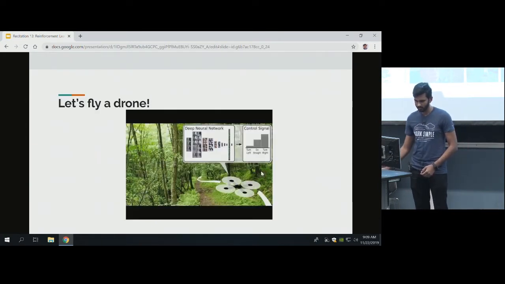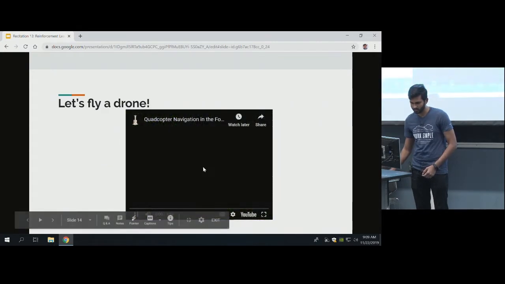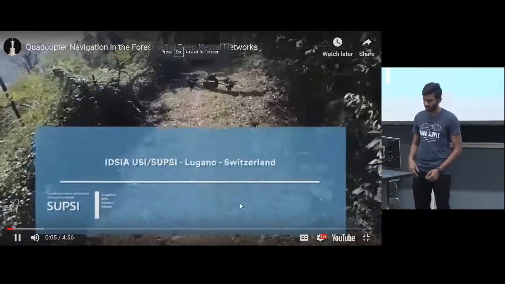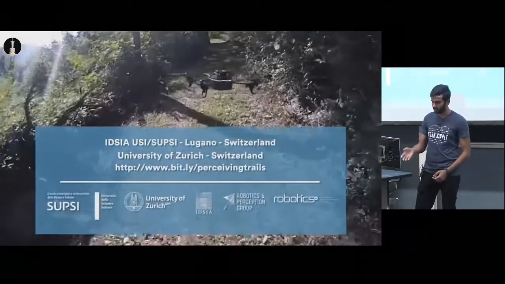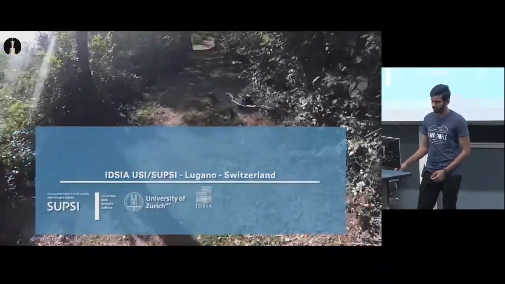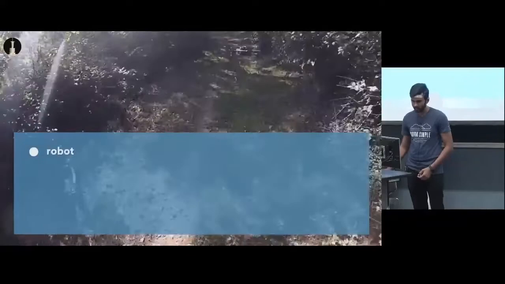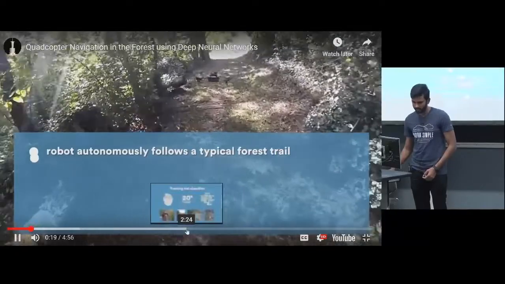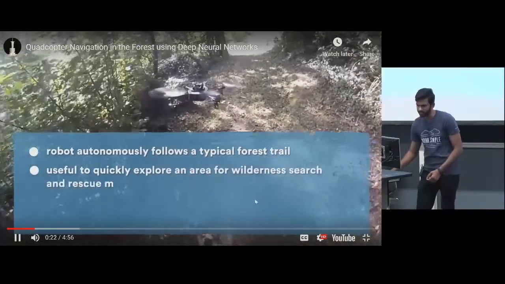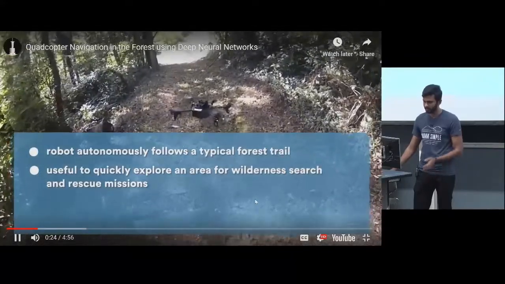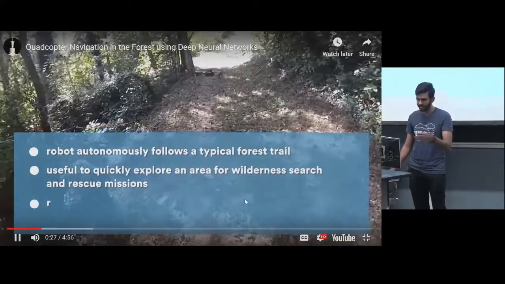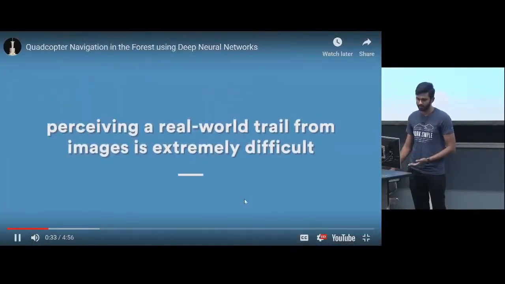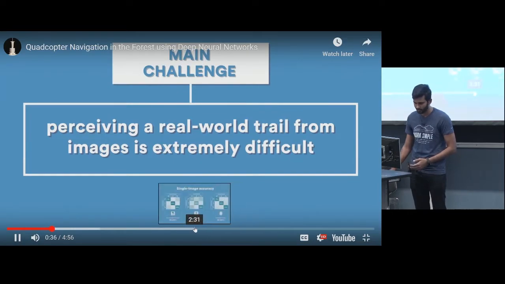So here you see how it works. There's this drone that flies throughout, following a trail, and as you can see, if it goes way too much to the left, it corrects itself and comes back onto the path. This is because of the aggregation of data that we've done before.